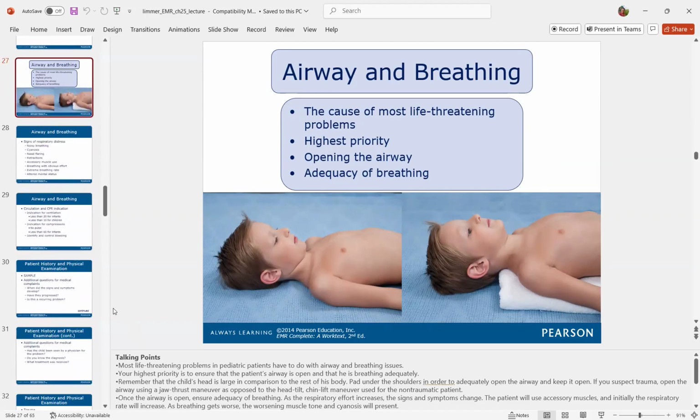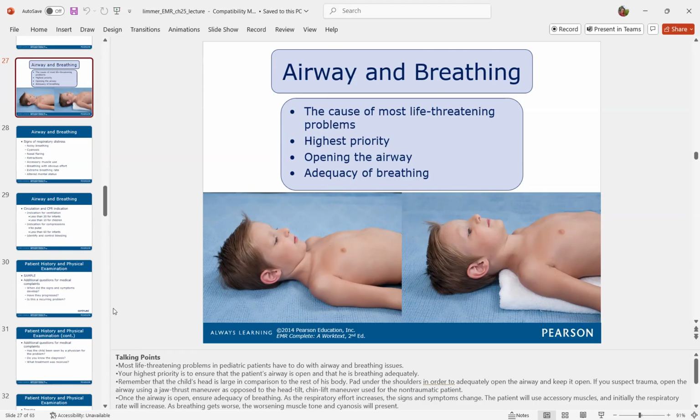Most life-threatening problems in pediatric patients have to do with airway and breathing issues. Your highest priority is to ensure the patient's airway is open and that they're breathing adequately. Remember that the child's head is large in comparison to the rest of their body, so put a pad like a towel or a blanket underneath their shoulders in order to adequately open the airway and keep it open. If we suspect trauma, we're going to open the airway with the jaw thrust maneuver as opposed to the head tilt chin lift maneuver, and that's used for non-traumatic patients.